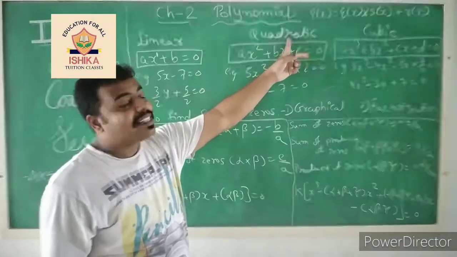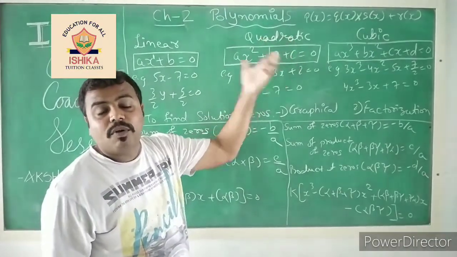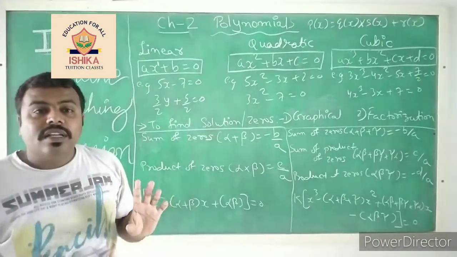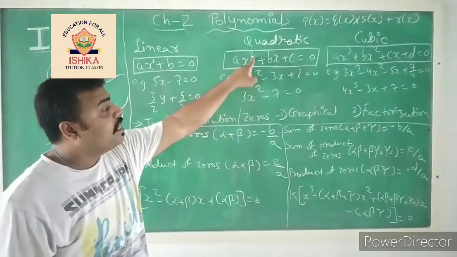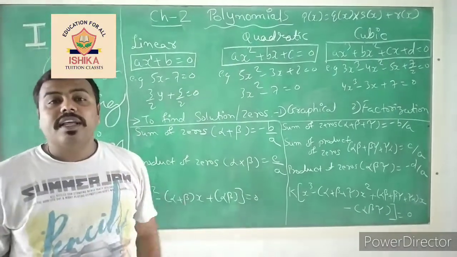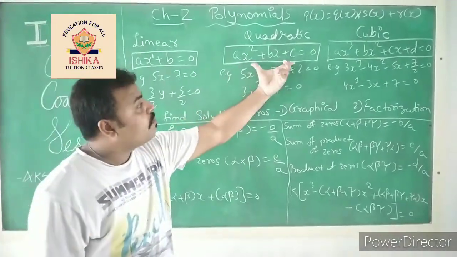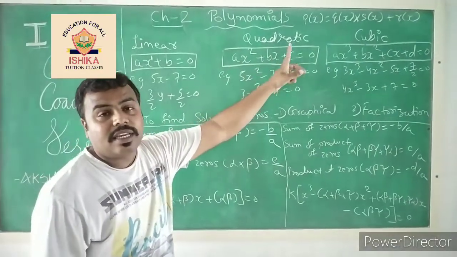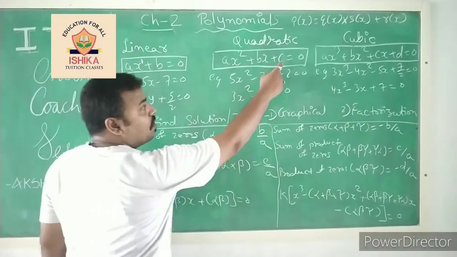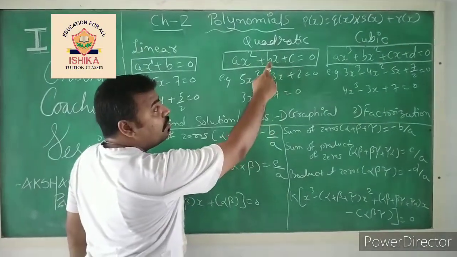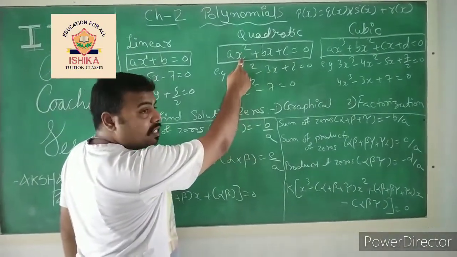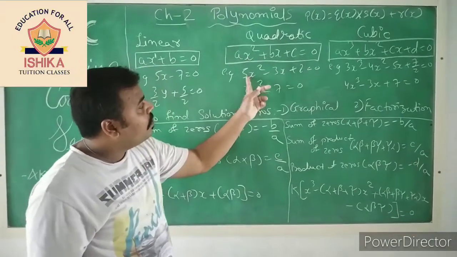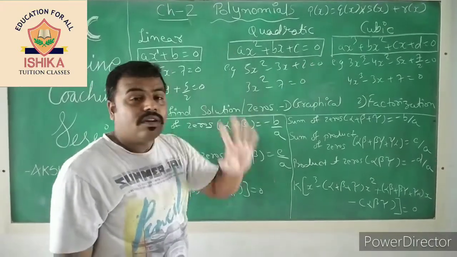Now, moving to our second polynomial, that is quadratic polynomial. What is quadratic? When any polynomial has its highest degree 2, then it is called quadratic polynomial. Now, the standard form for quadratic polynomial is ax square plus bx plus c equal to 0. Here c is constant term, x is variable with b as its coefficient, x square is variable with a as its coefficient. Now you can see its example, 5x square minus bx plus 2 equal to 0.